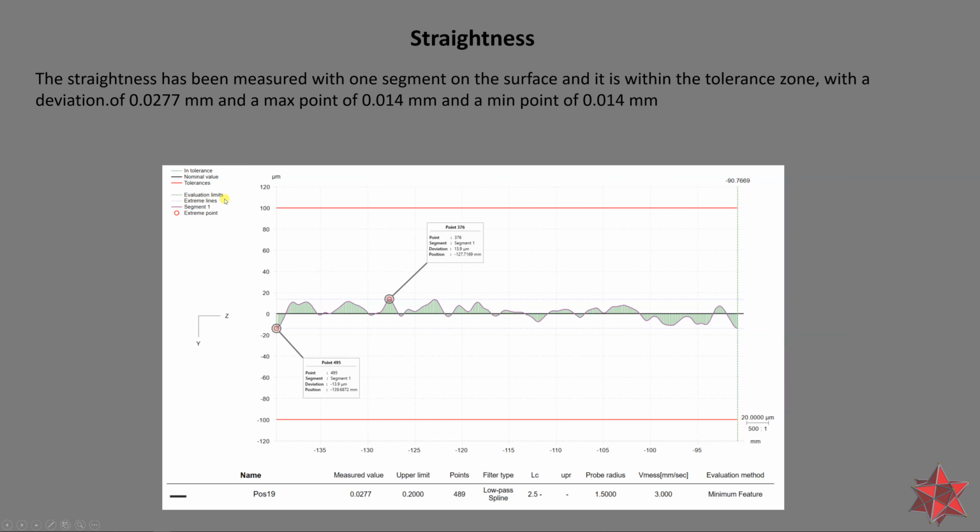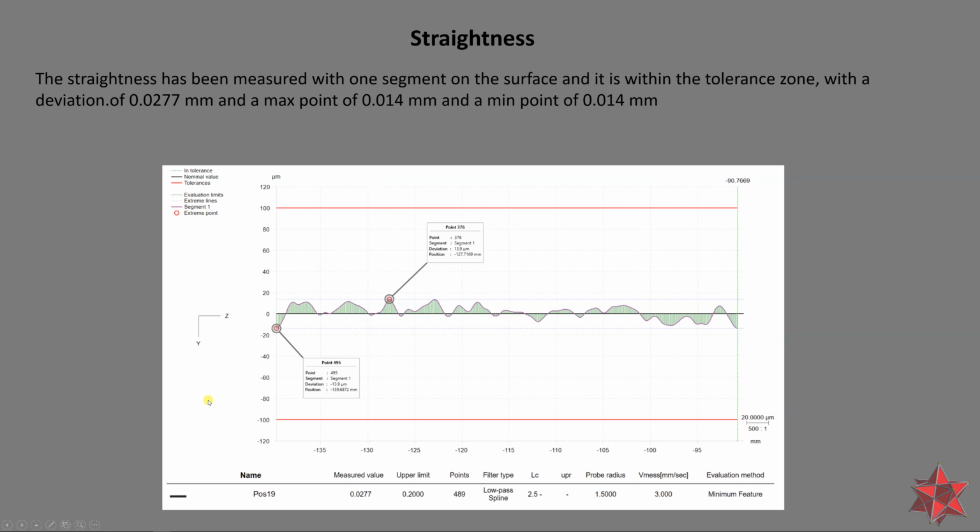The evaluation limits, if they are activated, show extreme lines. The extreme lines are right here, so it shows the extreme on the upper limit and the lower limit. The segment and the extreme points. So these are the extreme point on the upper limit and the extreme point on the lower limit. In order to orient better, we have the axis where the line was scanned, so right here. In our case it is the z-axis and y-axis, so the line was scanned on the z-axis along the y-axis.